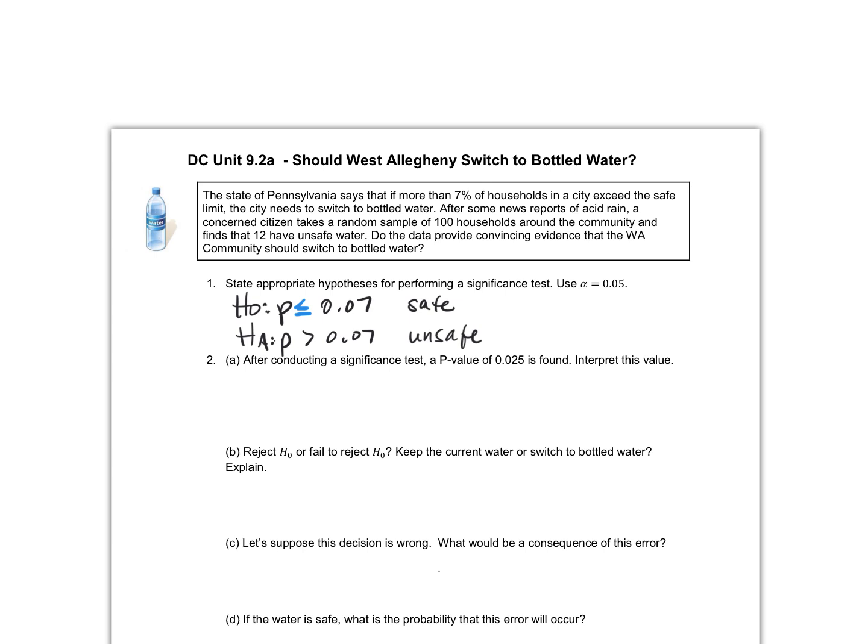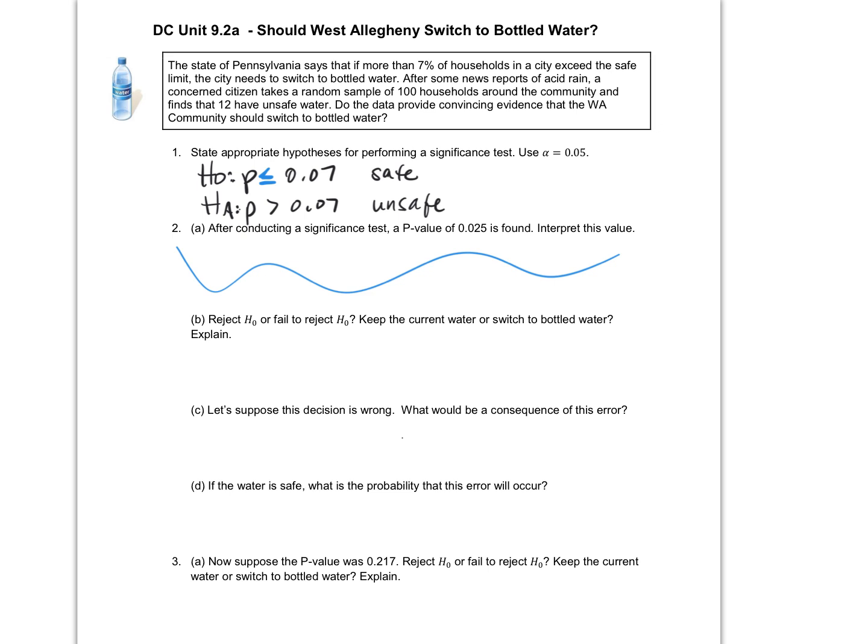Now, after conducting a significance test, a p-value of 0.025 is found. Interpret the p-value. All right? Don't worry about this. We don't have to do that. Reject or fail to reject. What did Snoop just tell us? If the p is low, then the null must go. The null must go, right? Don't write it. So, all right.